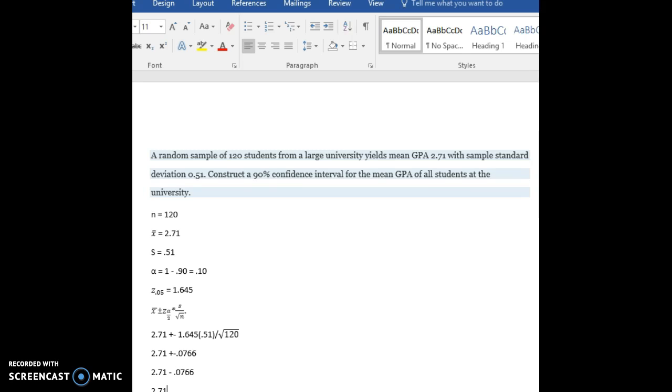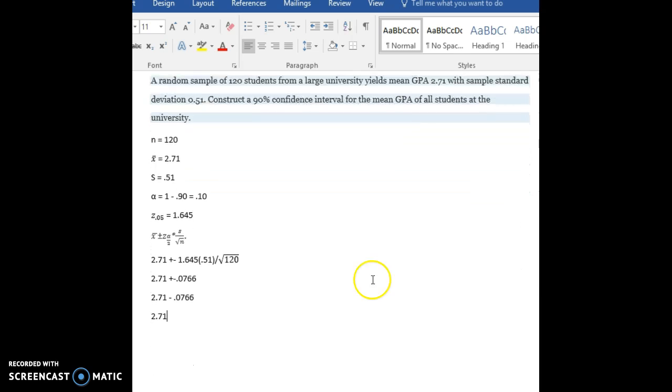All right, and so now let's calculate both the 2.71 minus 0.0766 and the 2.71 plus 0.0766. So that's going to give me, for the 2.71 minus 0.0766, 2.6334. And this one is going to be 2.7866. All right, so our confidence interval is from 2.6334 to 2.7866.